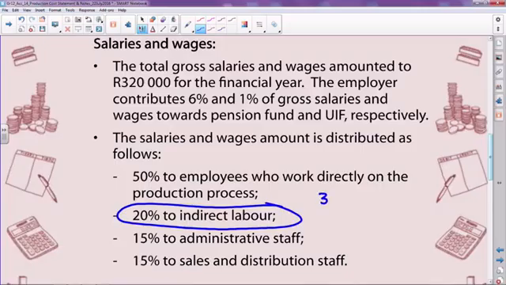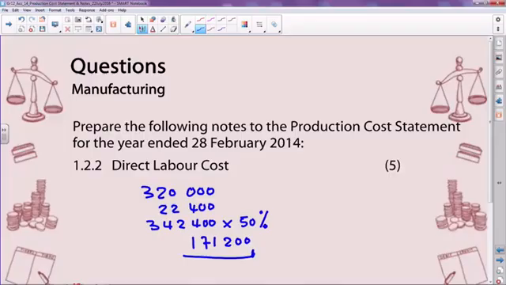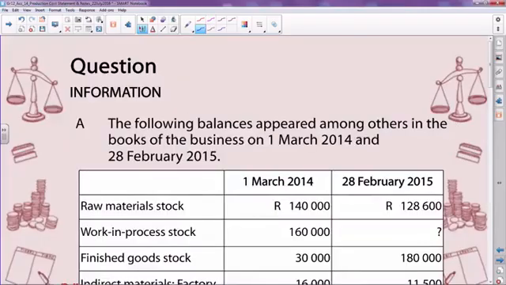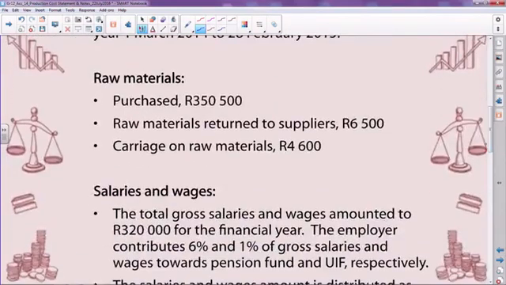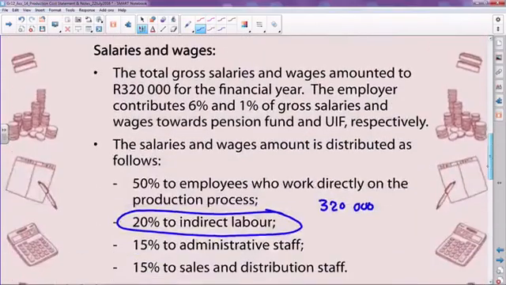We had the 320,000, okay? We added the 22,400. I'm just going to the previous question to make things a bit easier for us. We added the 22,400, and that was the component for my employer's contributions, right? This gave me a total of 342,400.